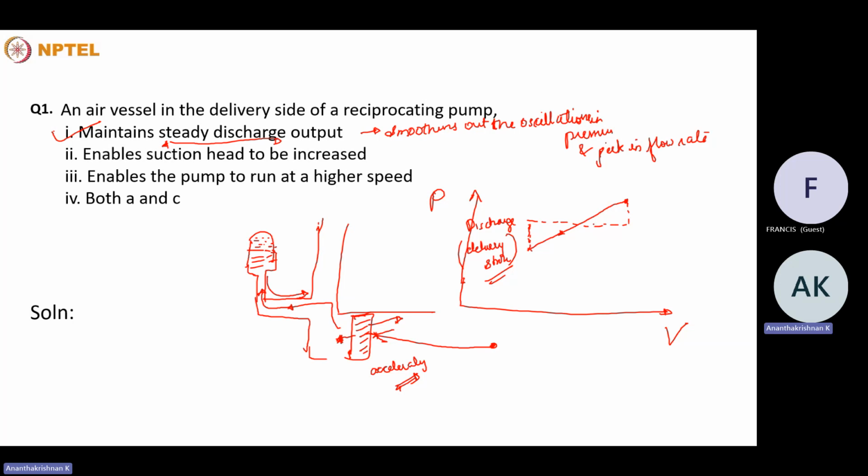And this acts like a flywheel that we have learned in the undergraduate courses. It stores the extra bit of energy in the air column, and that will be delivered when the pressure is less, smoothing out the whole process. So the answer to this problem is that it maintains a steady discharge output to avoid the kind of jerk that is expected of this kind of reciprocating systems.